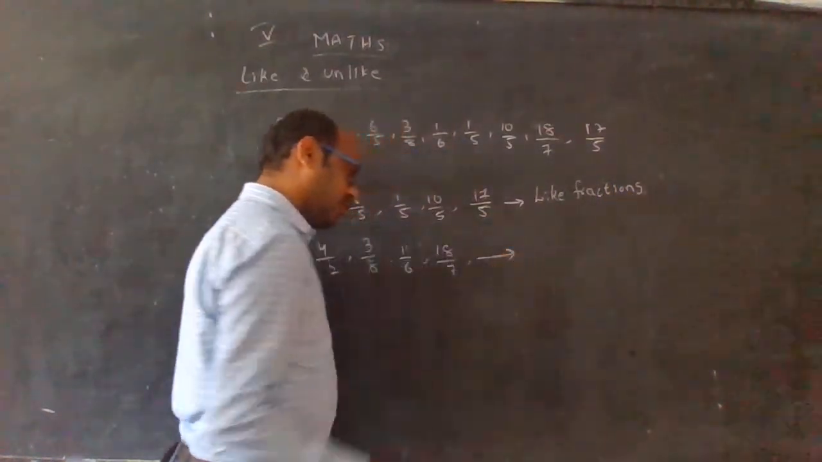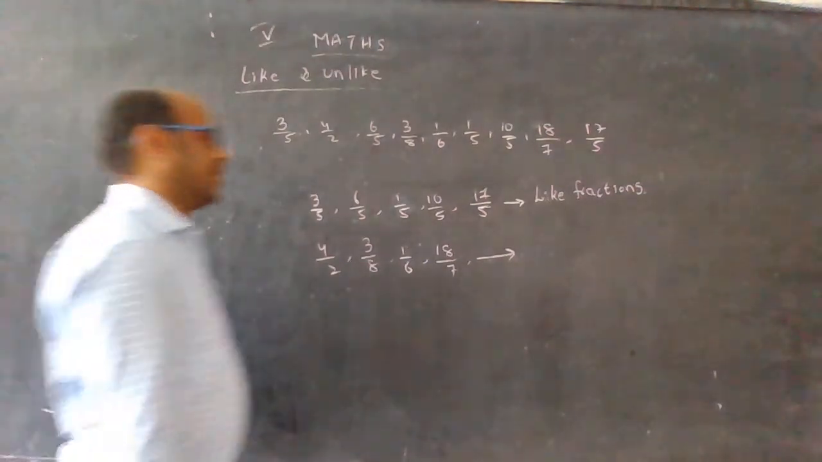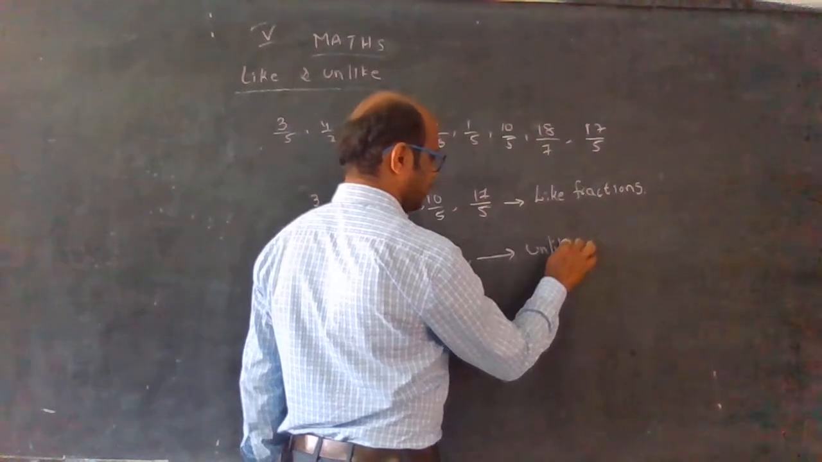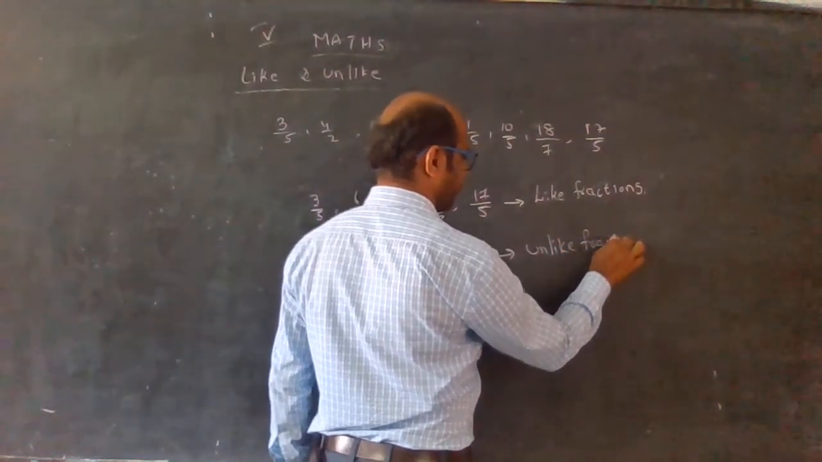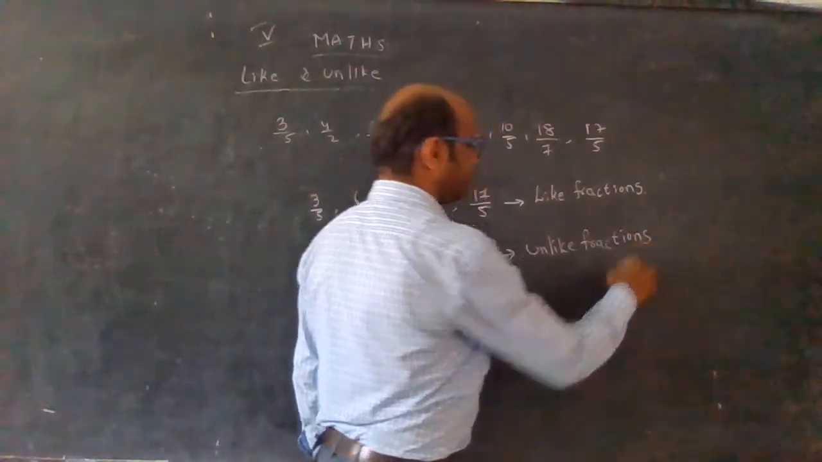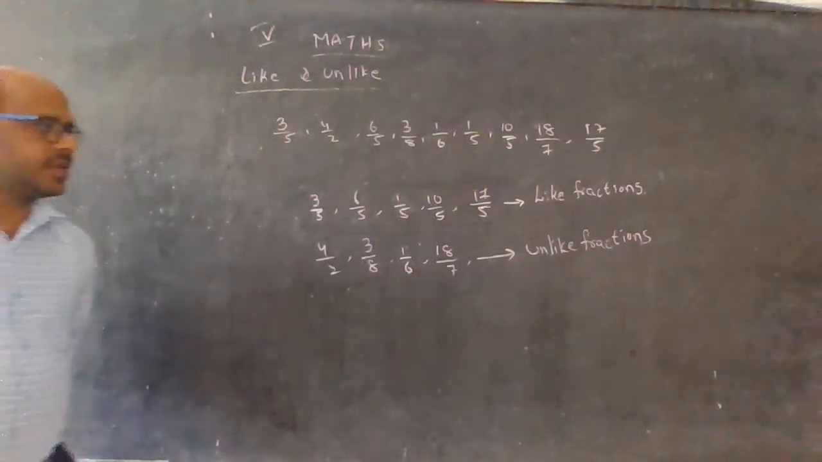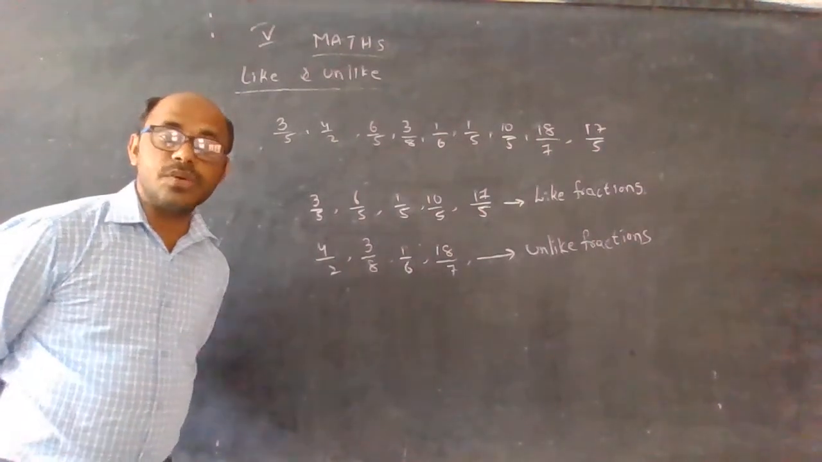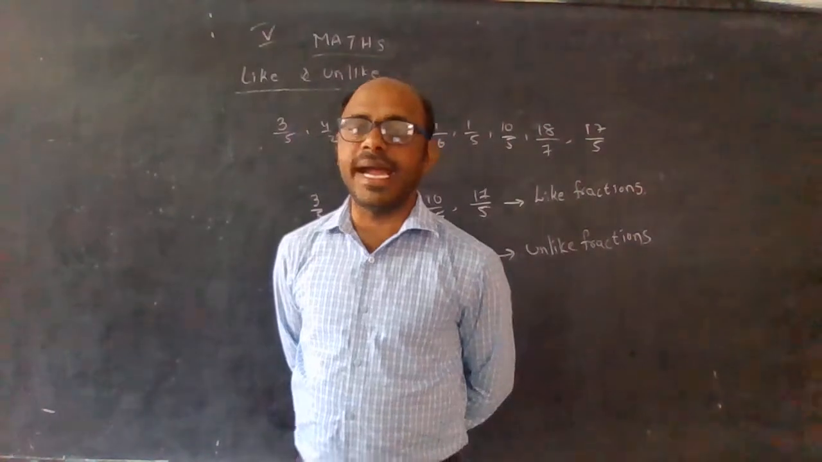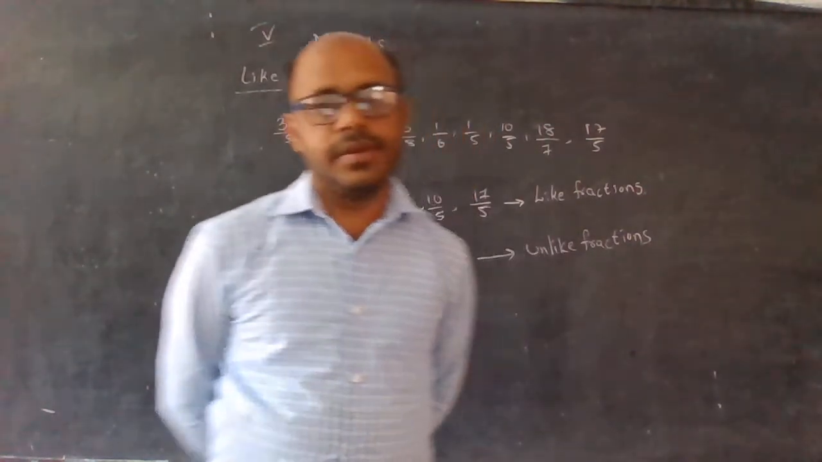And the second one is unlike fractions. This is the way. First one is like fractions, second one is unlike fractions. This is the way we have to separate like and unlike fractions. We have to identify the like fractions like this.